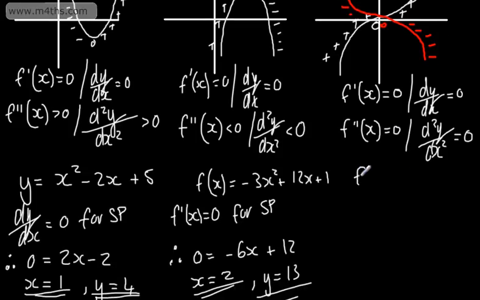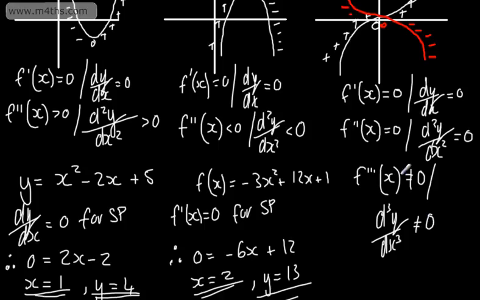What we can say about a point of inflection is that f triple dashed of x will not be equal to 0, or if you're using the other notation, d3y by dx cubed will not be equal to 0. So this is the condition.